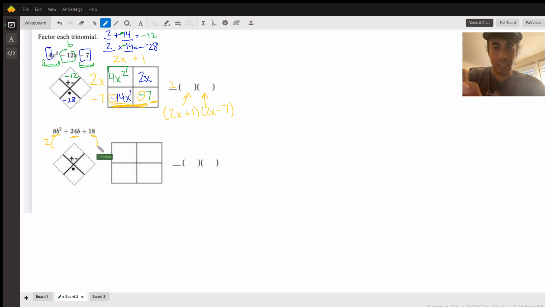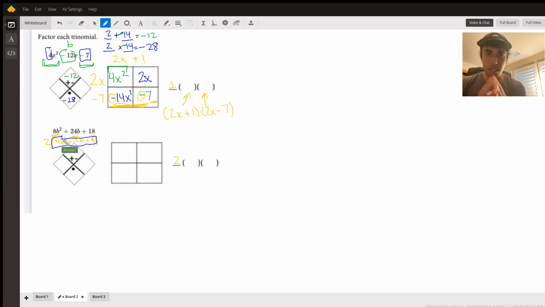If you take out a greatest common factor, remember what you're doing is you're going to divide each term by that greatest common factor. So I'm going to divide everything by 2. So 8 divided by 2 is 4. 24 divided by 2 is 12, and 18 divided by 2 is 9. All right, there we go. So now that's going to make it a little bit easier for our factoring step. When we go to factor, that 2 is just going to sit out front here, and all we're worried about for the rest of the problem is this stuff here.